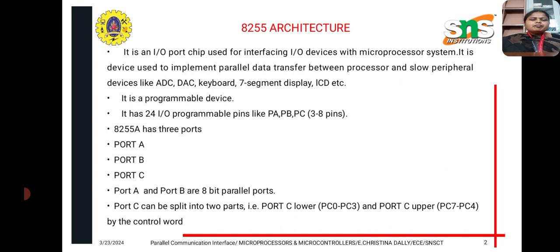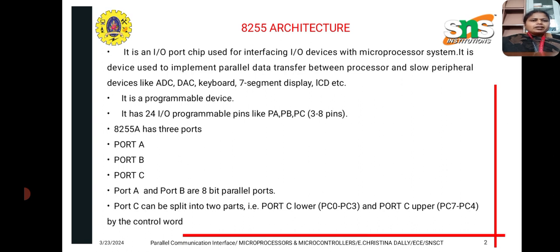So this parallel communication interface is an I/O port chip. It is used to interface the I/O devices with the microprocessor system, and it is used to implement the parallel data transfer between the processor and the devices. The devices may be ADC or DAC, 7 segment, whatever it may be.